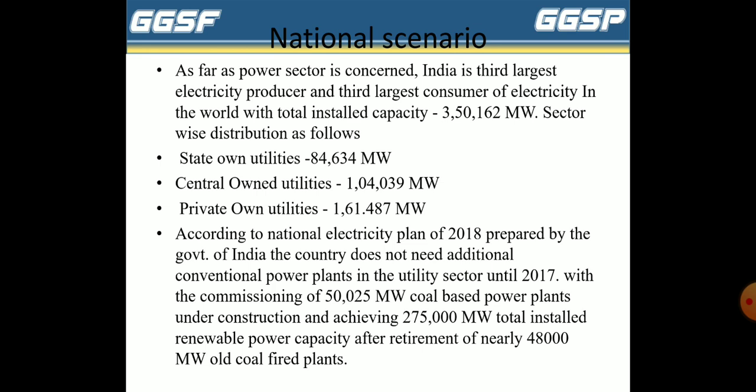According to the National Electricity Plan of 2018 prepared by the Government of India, the country does not need additional conventional power plants in the utility sector until 2027, with the commissioning of 50,025 megawatt coal-based power plants under construction and achieving 2,75,000 megawatt total installed renewable power capacity after retirement of nearly 48,000 megawatt of old coal-fired plants.